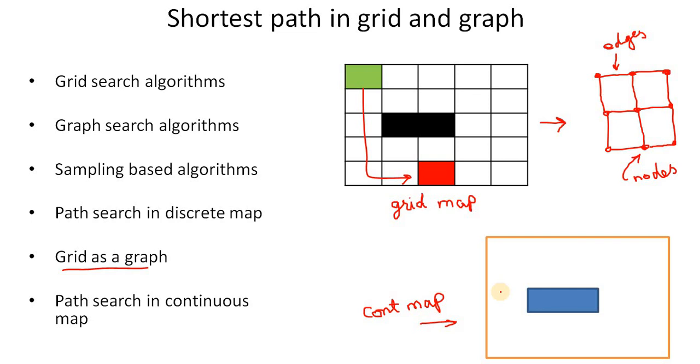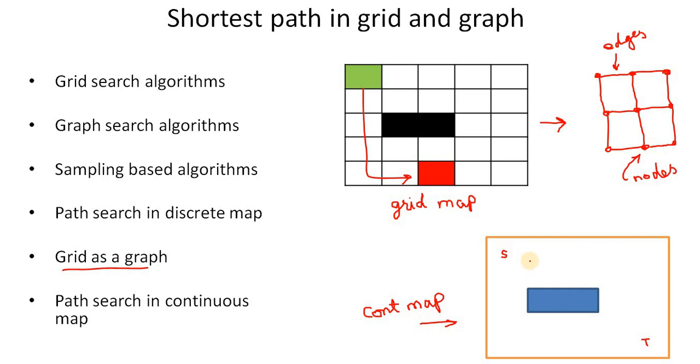how can we do path planning here? For example, this is our start location, and this is our target location, and our robot wants to move from this position to the target. So can we do path planning or path search without using a discrete map? In this case, we only have a continuous map. So how can we do that?